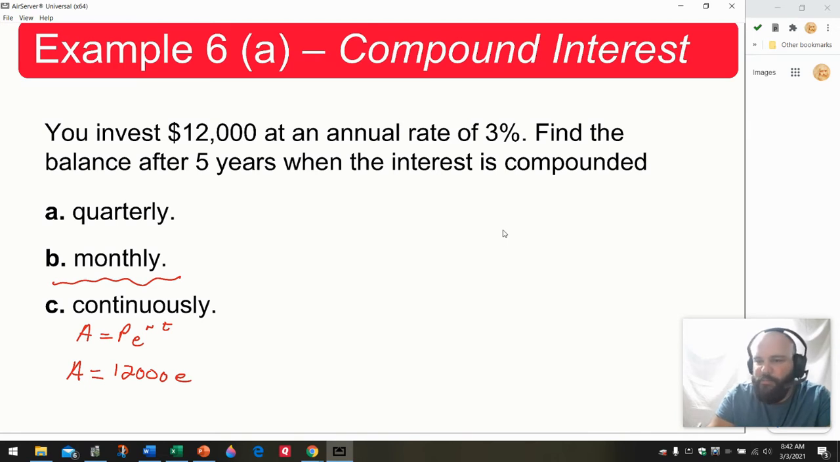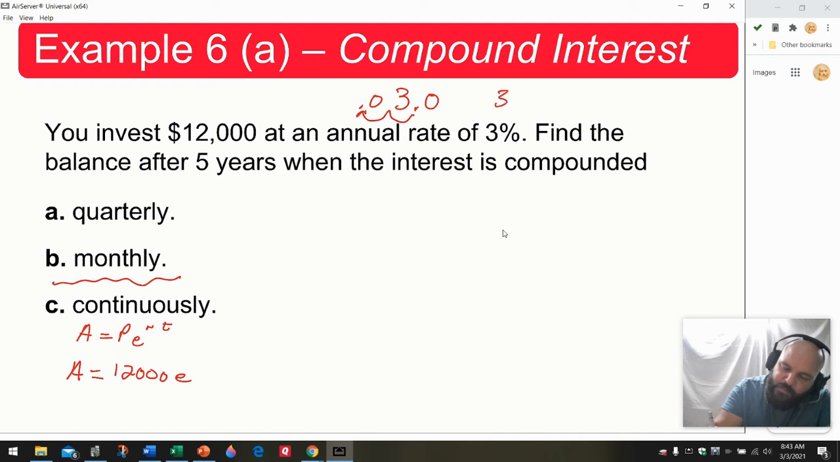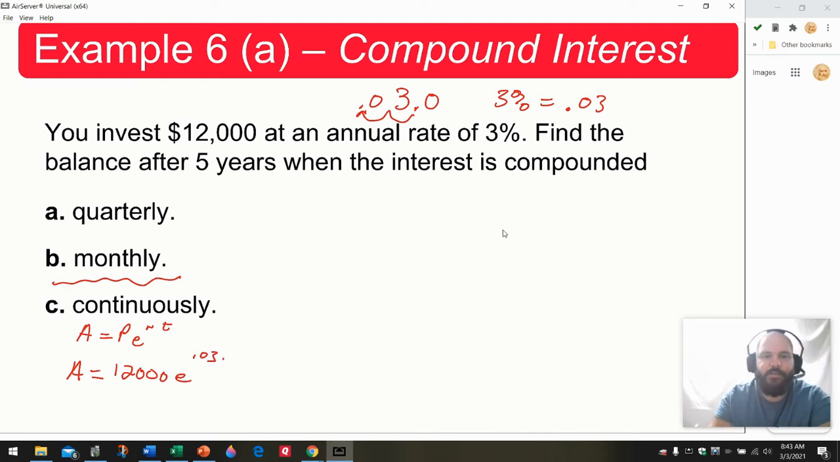The interest rate is 3%, but we need it in decimal form. 3% is 3.0, and when you convert to a decimal form, you have to move the decimal place over two places. What we end up with is 3% is equivalent to 0.03. So that is what we're going to be putting in for R, 0.03. And then the last number that we need to substitute in is the time. In this case, it said we are going to invest for 5 years. So I'm going to put 5 in for T.